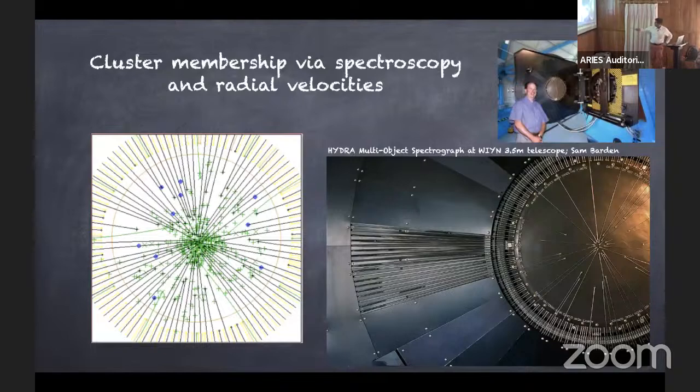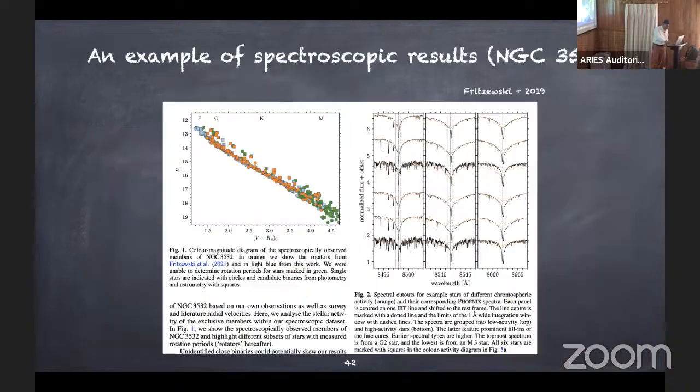Or you put fibers. You go to a 4-meter telescope and you put fibers. That's Sam Barden, who built the Hydra multi-object spectrograph. That's what it looks like. These are individual fibers. They sit on a magnetized thing, and they move around, so you can place them across a 1-degree field of view. Wonderful instrument from which we got a lot of data.